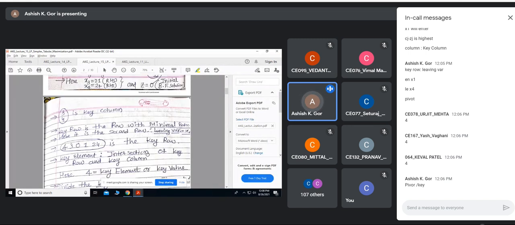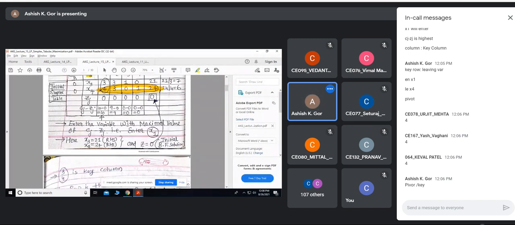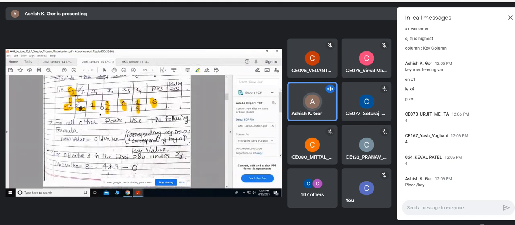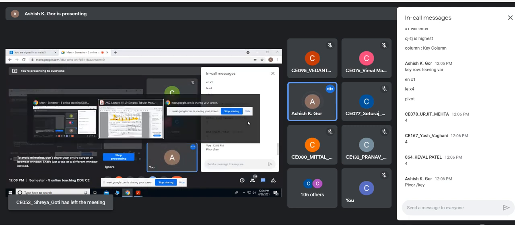And then what I did is I divided the key row by the pivot. Okay, and then I constructed this particular entry, the second entry. So the second entry, I think everybody is clear. Okay, the second row is clear.